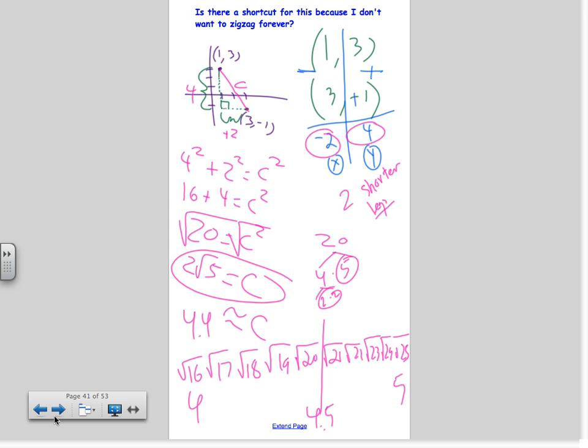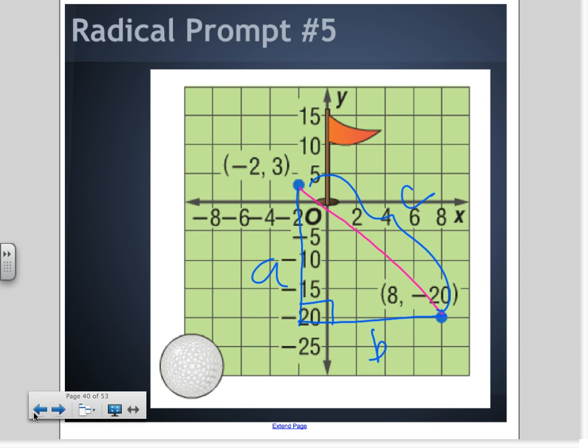All right, let's go back to this problem right here again, and think about this for a moment. I got my 2 points once again. I need to find the distance between them, but to do that, I need to find the 2 shorter legs, right? How do we find the 2 shorter legs again? Subtract. Let's subtract. Let's see what we got.